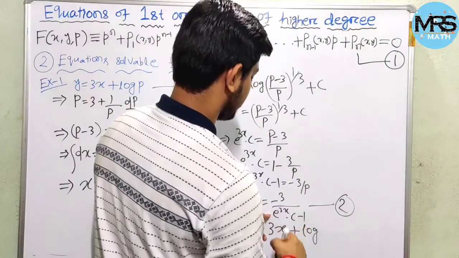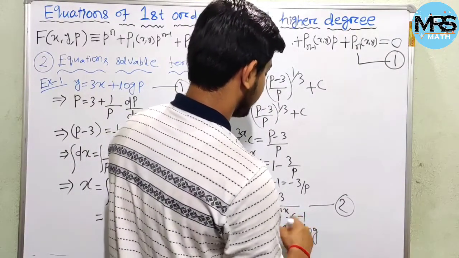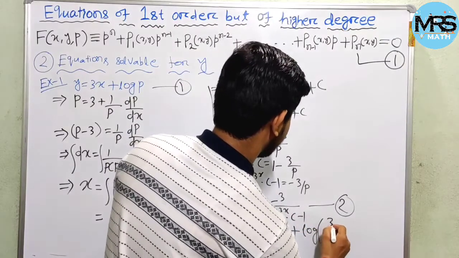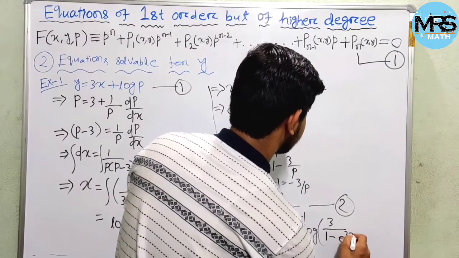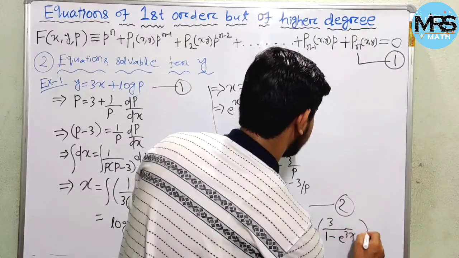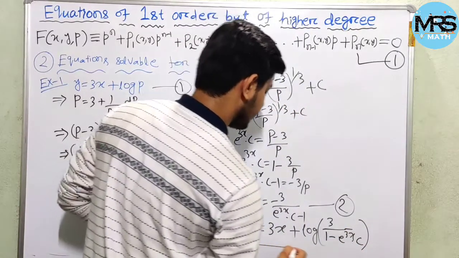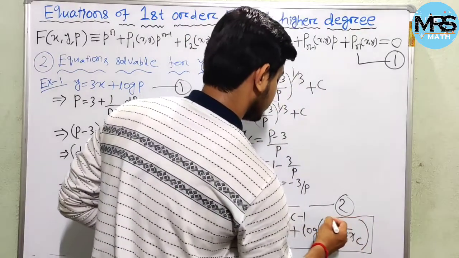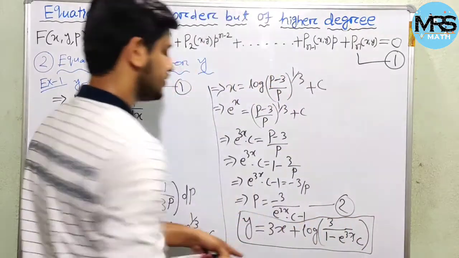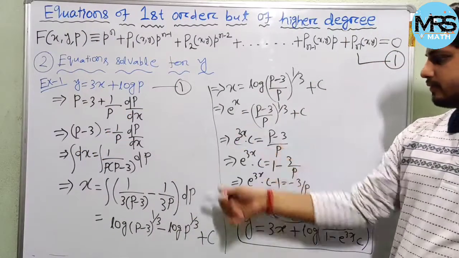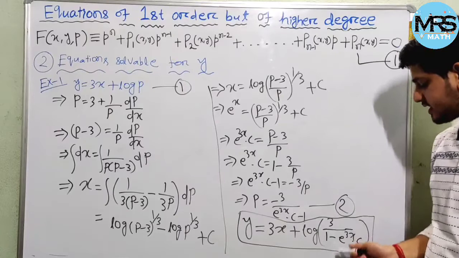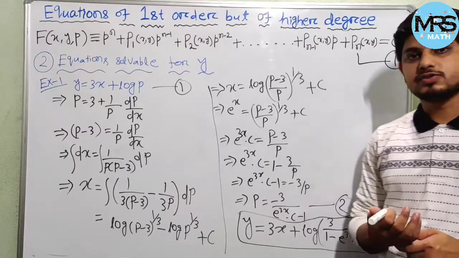So if you take common minus 3 in numerator and denominator, then what you will get is 3 over 1 minus e to the power 3x into c, right? So this is our final solution for this differential equation. Hope that from here to here, whatever I discussed, you understood, okay.